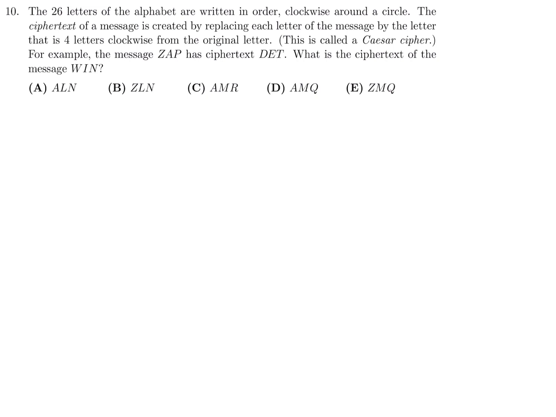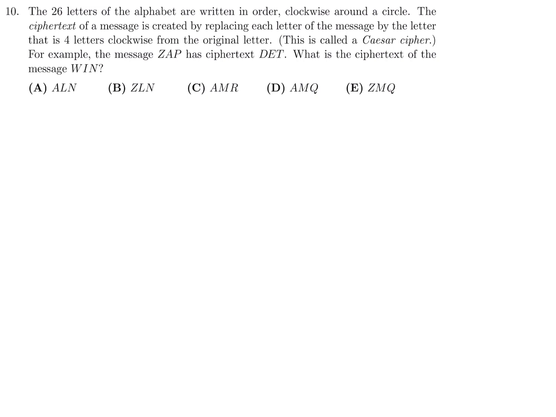The 26 letters of the alphabet are written in order clockwise around a circle. The ciphertext of a message is created by replacing each letter of the message by the letter that is 4 letters clockwise from the original letter. That is called a Caesar cipher. For example, the message ZAP has ciphertext DET. What is the ciphertext of WIN?